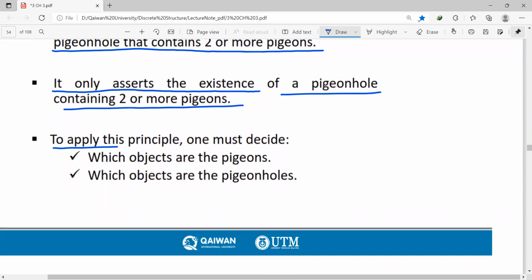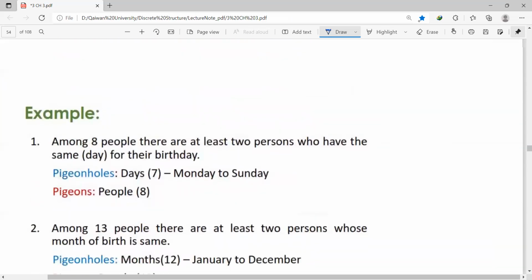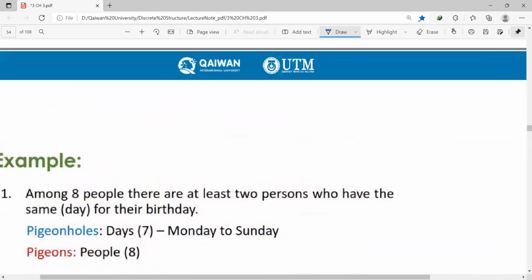To apply this principle, it's important to know which objects are the pigeons and which objects are the pigeonholes. In an example, it may not be given as pigeons and pigeonholes, it may be given by other objects. So it's important to know which objects are pigeons and which objects are pigeonholes. Here you have some examples.